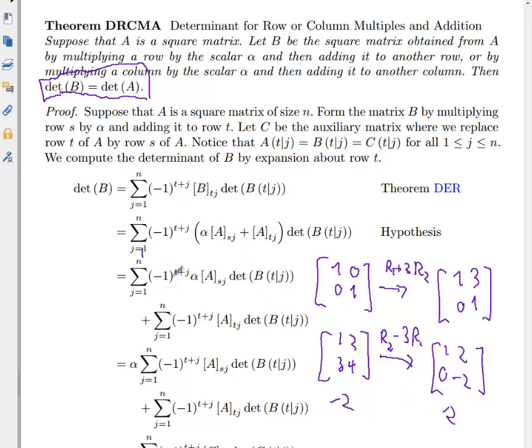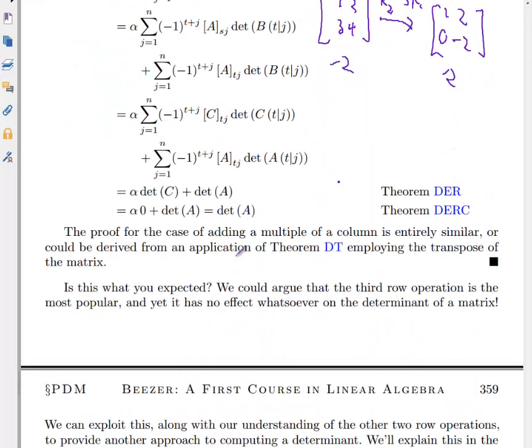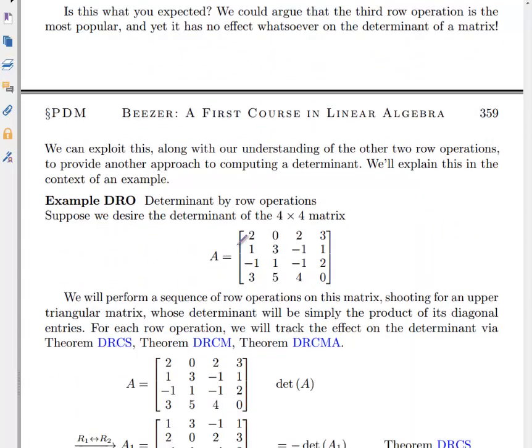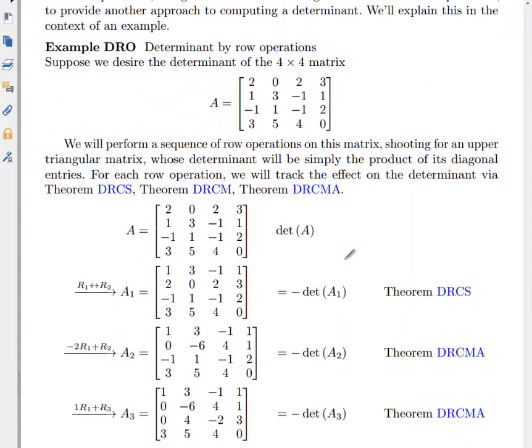So again, I'm not going to prove this. A lot of index stuff. I just want you to appreciate that that's true. All right, so let's do an example now. We'll use row operations to find the determinant of a 4 by 4 matrix. So let's start with this 4 by 4 matrix here.